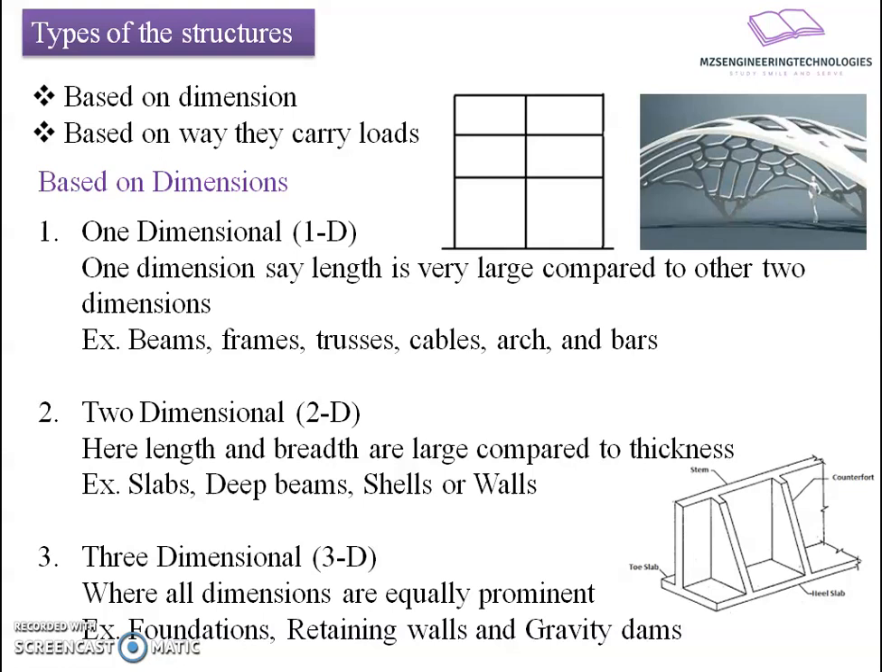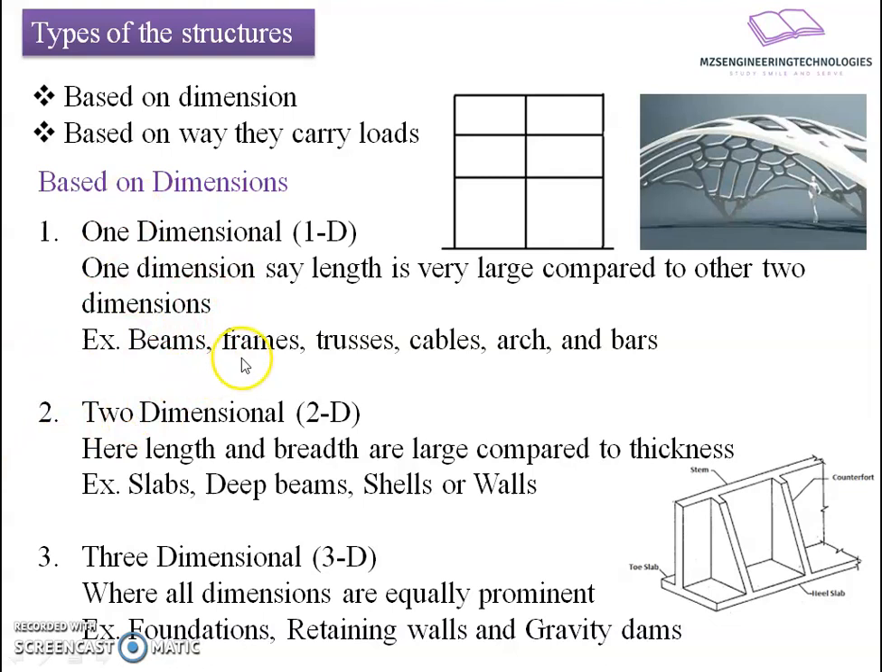A one-dimensional element is one whose length is very large compared to the other two dimensions. Here we neglect the effects of the forces along the other two dimensions. Only one dimension is under consideration. For example, in the case of a beam, we consider the effect of load along the longitudinal length, and we assume that the beam is subjected to flexural load only. That's why we neglect the forces, stresses, and strains across the cross section of the beam.